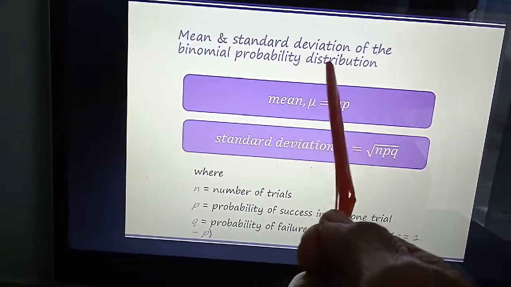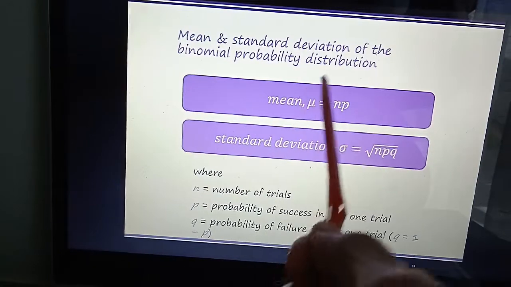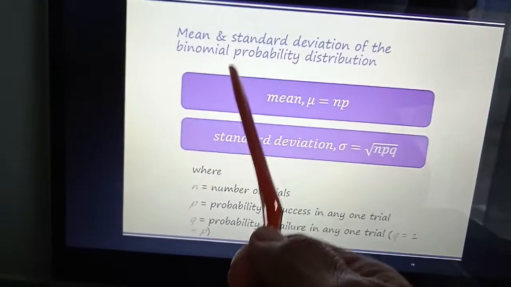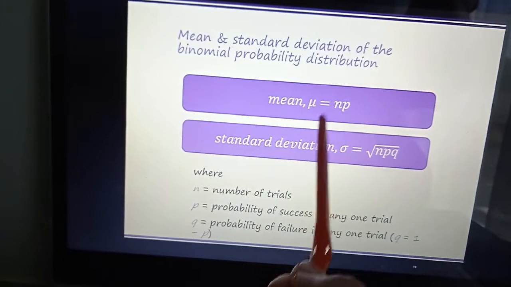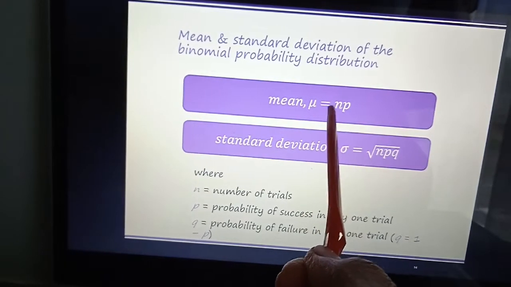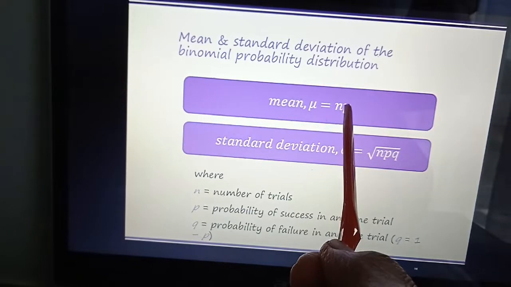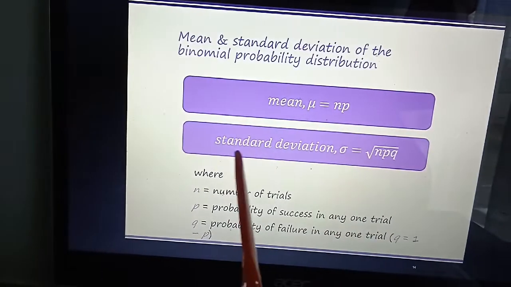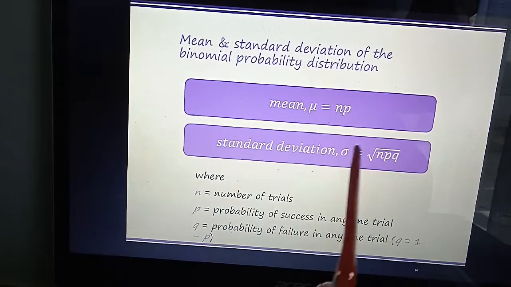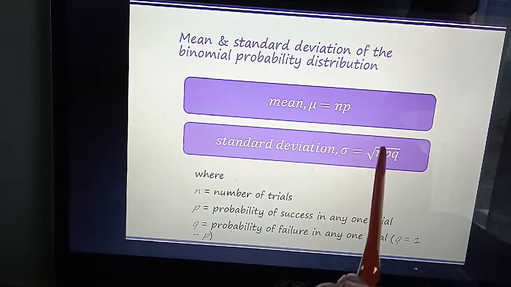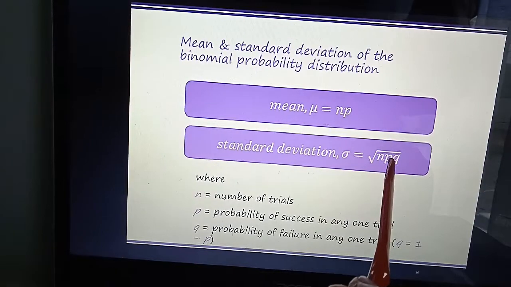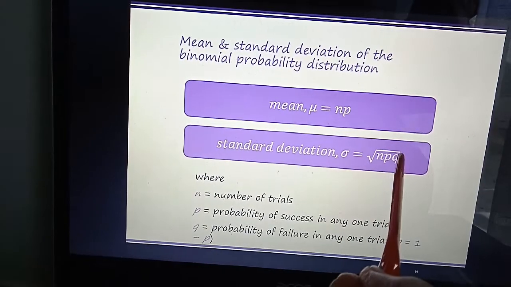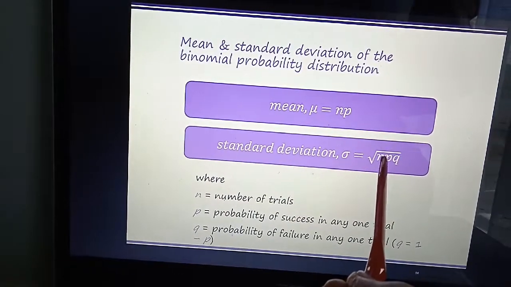Mean and standard deviation of the binomial probability distribution. For a binomial probability distribution, the mean mu is given by np, where n is the size of the sample and p is the probability of success. The standard deviation, sigma, is given by the square root of n times p times q. p is the probability of success, q is the probability of failure, and n is the sample size.